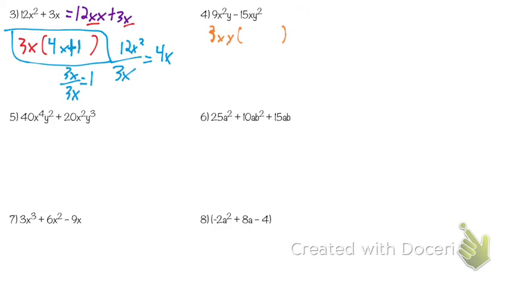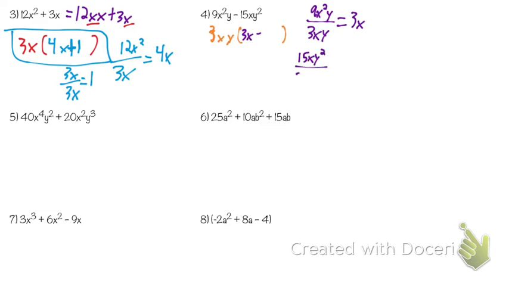Now, if I take 9x squared y and divide it by 3xy, what's 9 divided by 3, part by part here? 3. What's x squared divided by x? There's x, 2 minus 1 is 1. What's y divided by y? Just a normal 1. So do I have to write a 1 at the end there? No. So it's 3x minus, let me do the next one.